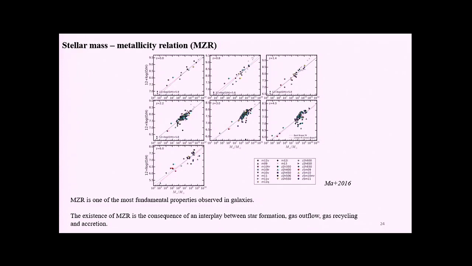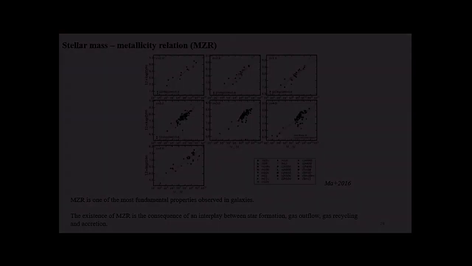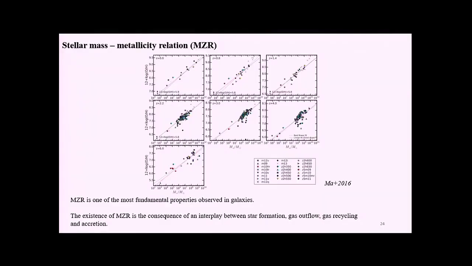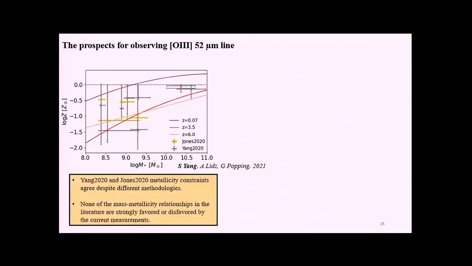So in conclusion, the slope, amplitude, and redshift evolution of this mass metallicity relation are sensitive to various galaxy formation feedback processes. Due to the L-shaped parameter degeneracy that we have just seen, current ALMA metallicity measurements carry very large error bars, as shown by those yellow and gray crosses. In this figure, I also show the mass metallicity relation calibrated by observation at redshift 0 and redshift 3.5. This straight line is fitted to the FIRE simulation result at redshift 6.